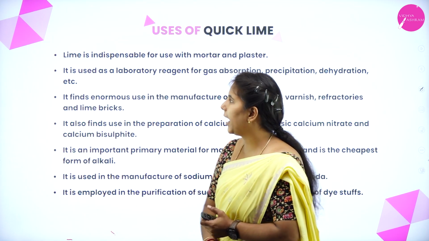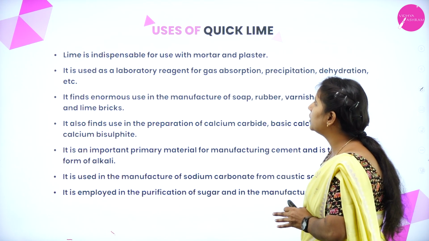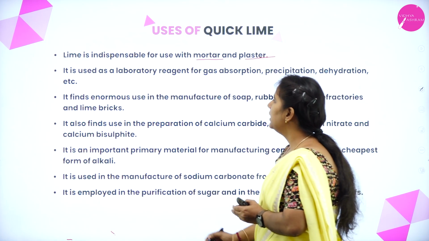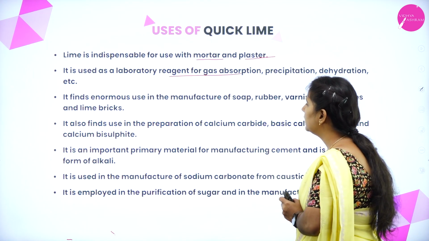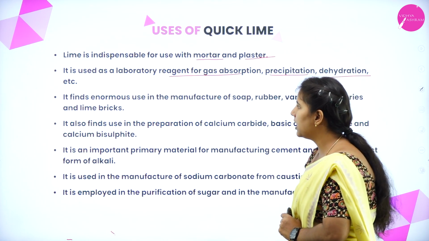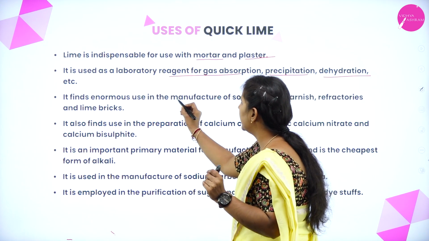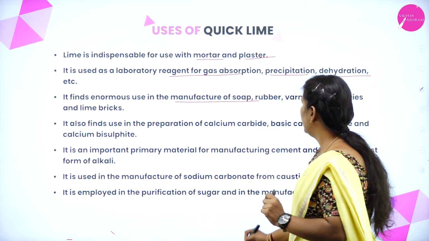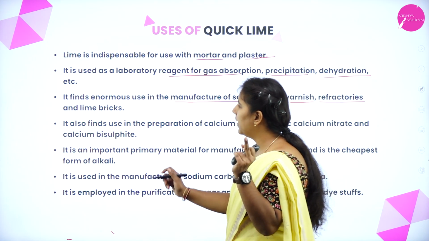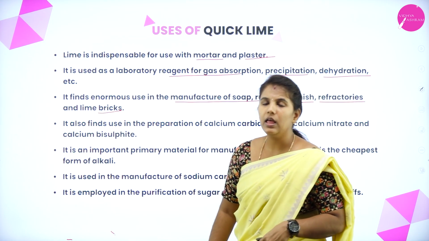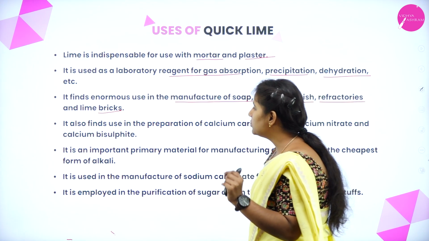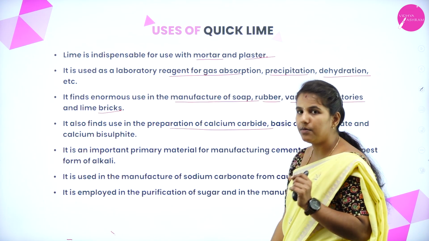Next are the uses of slaked lime. Where do we use this slaked lime? Lime is indispensable for mortar and plaster. It is also used as a laboratory reagent for gas adsorption, precipitation and dehydration, etc. And it finds enormous use in the manufacturing of soap, rubber, varnish, refractories and lime bricks. To prepare lime bricks also, we use calcium oxide. It is also used in the preparation of calcium carbide.